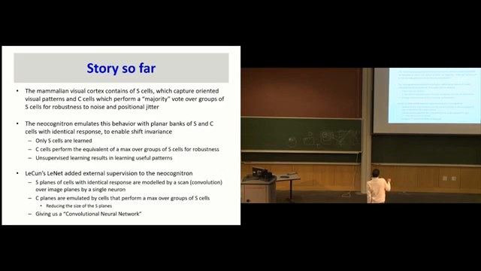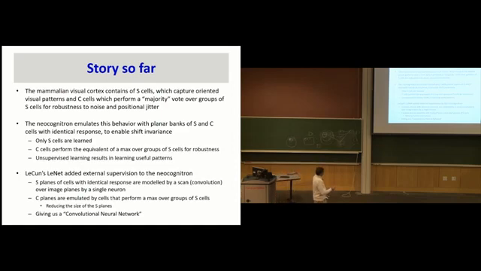So the neocognitron emulates this behavior with planar banks of S and C cells with identical responses to enable position invariance. And only the S cells are learned. C cells perform the equivalent of a max over groups of S cells, and unsupervised learning results in the detection of useful patterns. You basically end up performing some kind of clustering.